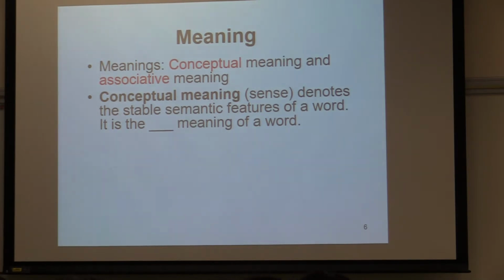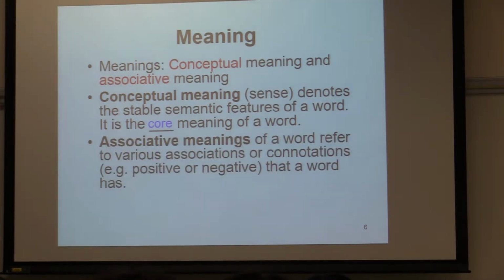Conceptual meaning means sense. It denotes the stable semantic features of a word. It is the core meaning of a word, the basic meaning. This is the meaning you learn first. Associative meaning refers to various associations or connotations, positive or negative, that a word has. So which type of meaning do we learn first? Conceptual meaning first. Afterwards, when you encounter this word more in different contexts, and with your personal different experience, you attach different associations or connotations to a particular word.